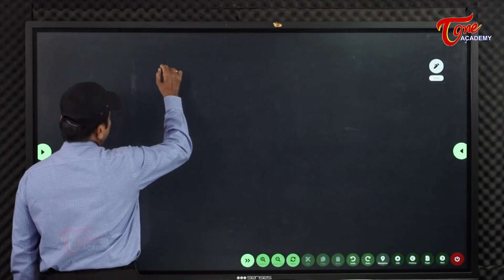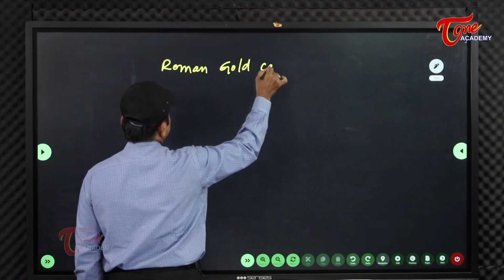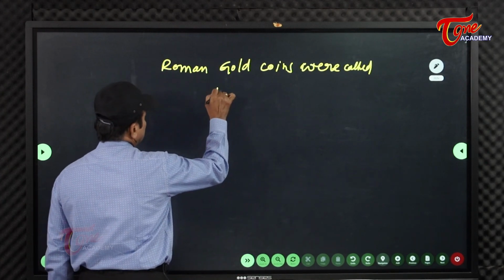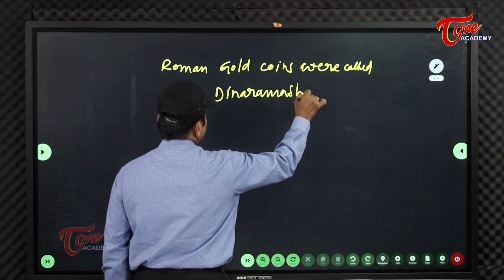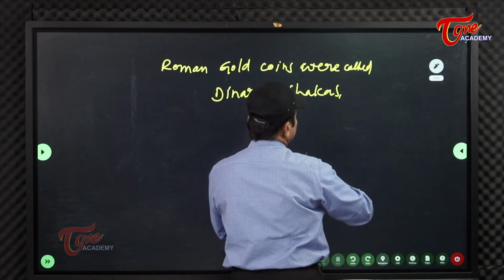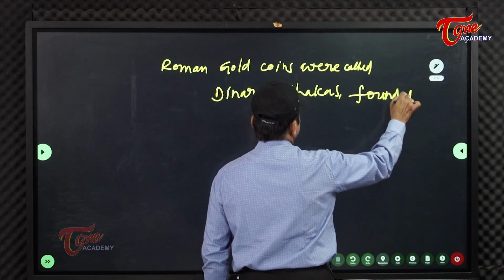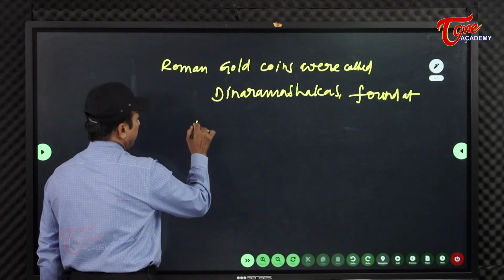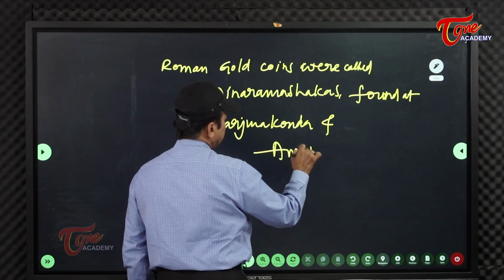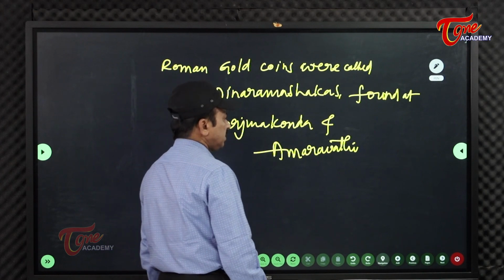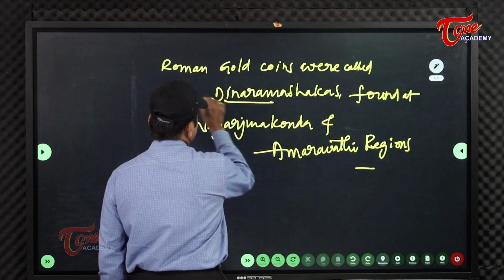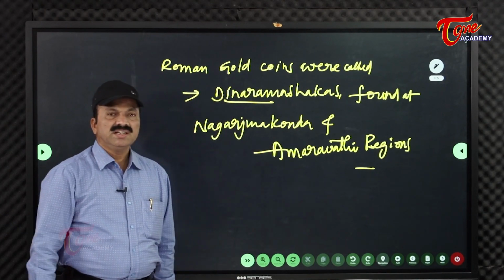Roman gold coins were called dinara mashakas. They were found at Nagarjunakonda and Amaravati regions only, like that it was said. These dinara mashakas are the Roman gold coins we can say. Trade and commerce continued with them.